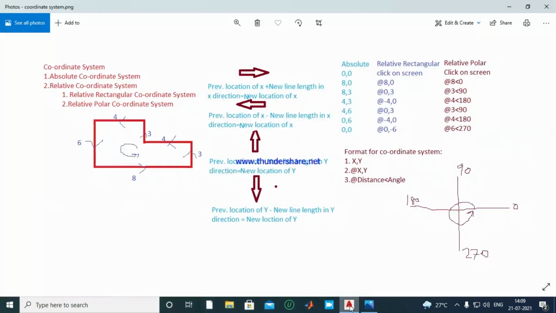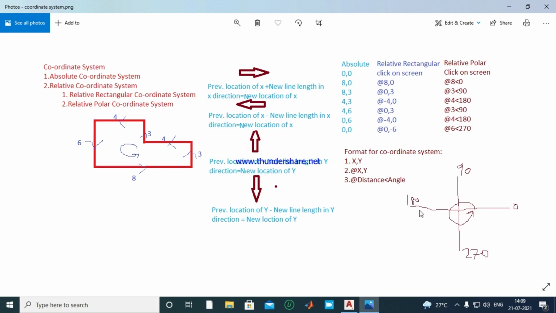Okay, I am using the same example so that we can find the difference between the three types easily. Okay, now the third type is relative polar coordinate system. Okay, in relative polar coordinate system, the format used is @ distance angle. Okay, this symbol is used for angle, and next the value will come, angle value will come.